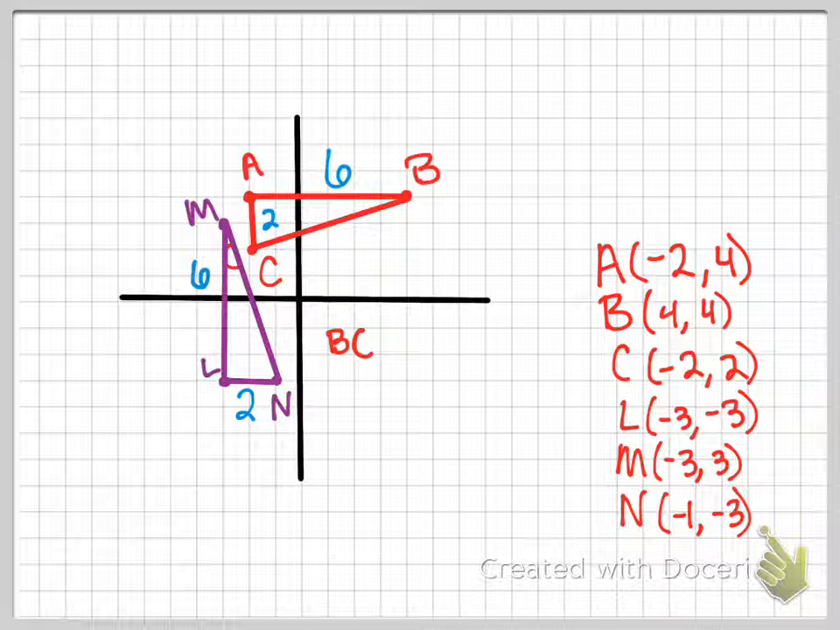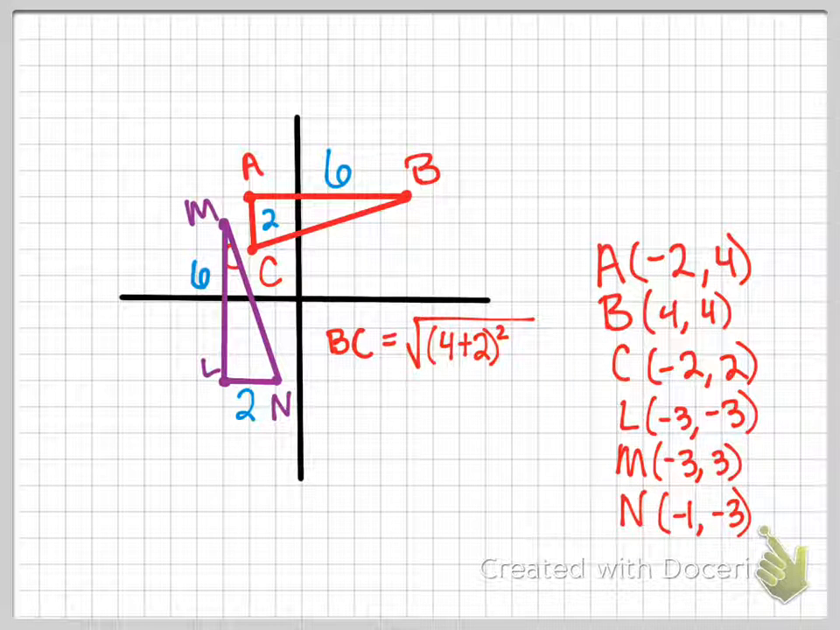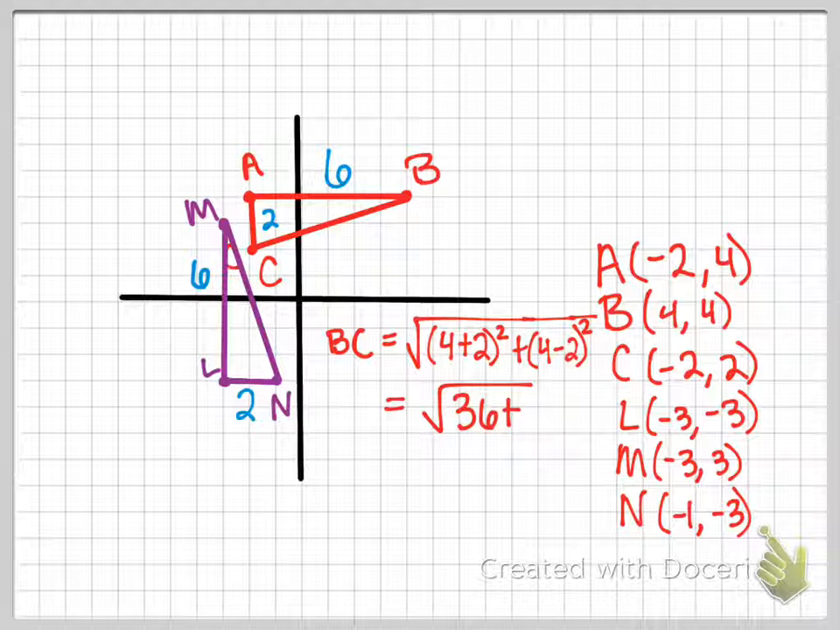So if I'm finding the distance from B to C, my first x coordinate that I'm using, 4 minus -2. Subtracting a negative means I'm really adding. My y coordinate that I'm starting with, 4 minus, also gets squared. What is 4 plus 2? Square it. And 4 minus 2, square it. Add them together. Square root of 40.